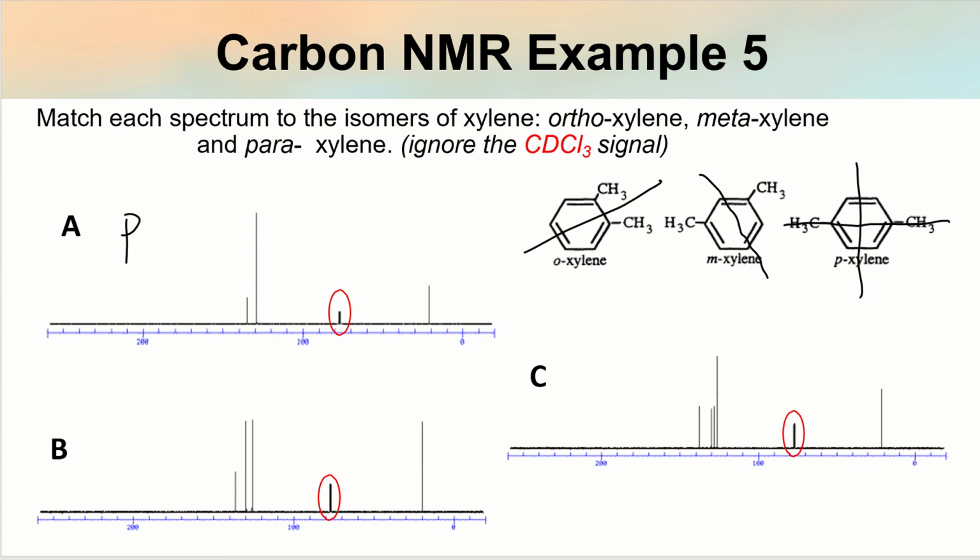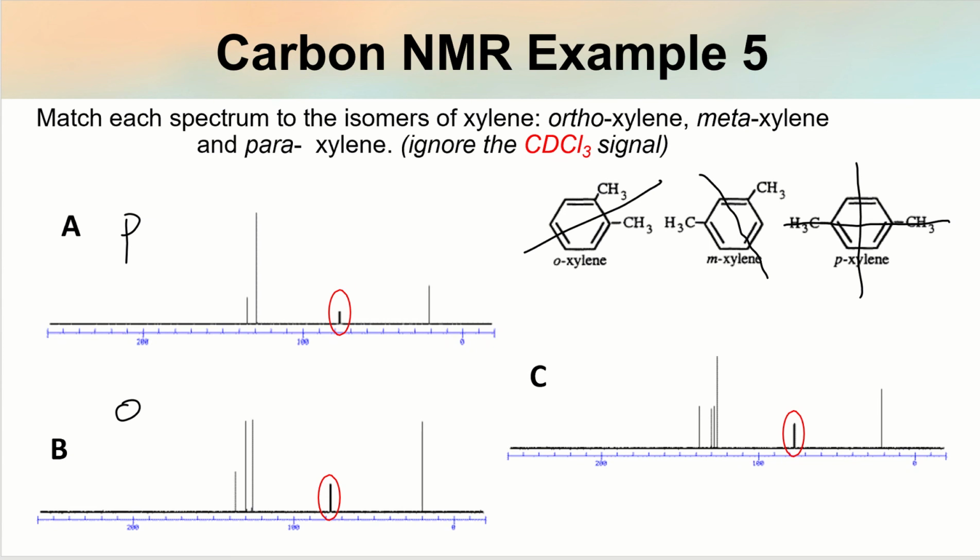And so now we need to figure out our ortho and meta. All right, so let's do our ortho first, right? So we have 1 line of symmetry. Therefore, we would expect that our methyl would be in one environment, this quaternary carbon would be in one environment, this and this. So we would expect to see 1, 2, 3, 4 carbon peaks for our ortho isomer.